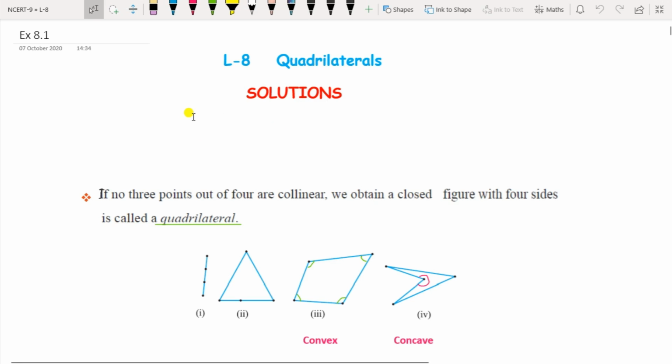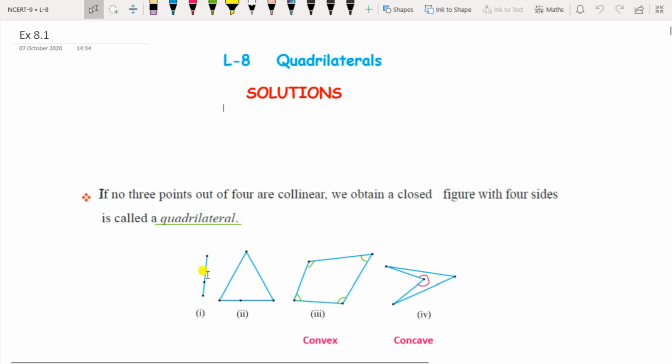In this video we are going to see the solutions for exercise 8.1 of lesson 8, quadrilaterals. So let us first have some explanation. Now here, in your earlier classes, you have studied about collinear points and non-collinear points.